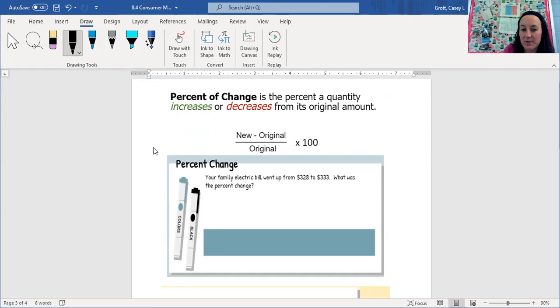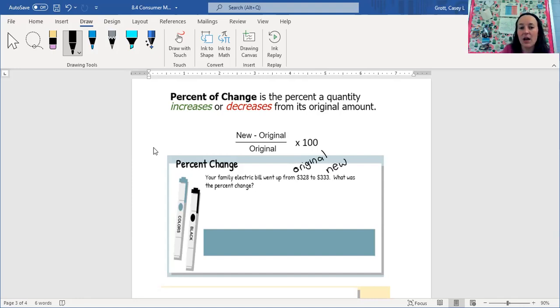So your family electric bill went up from $328 to $333. Not much, but that still adds up over time. What was the percent change? So this would be my original. Okay, what did I start with? I started at this much money, and then it went up to 333.